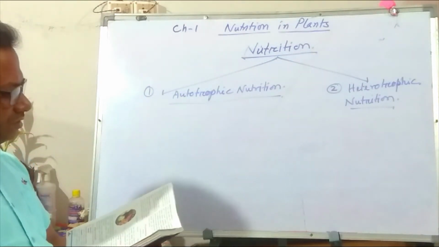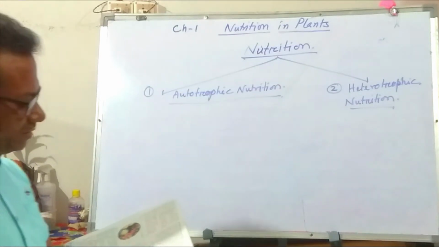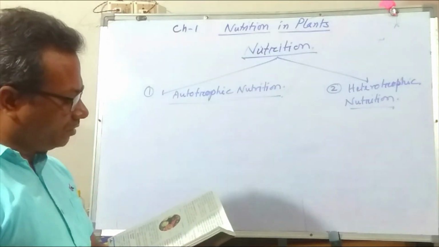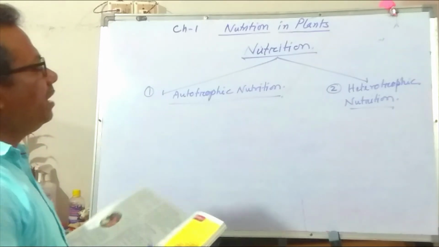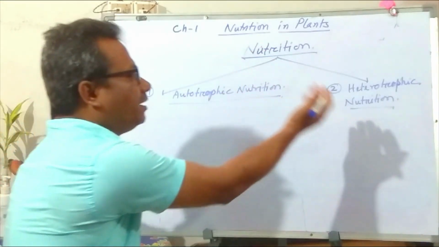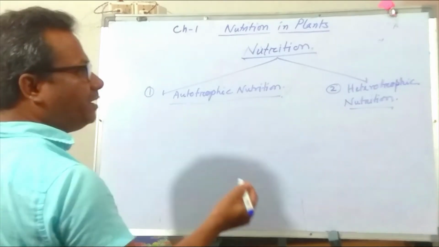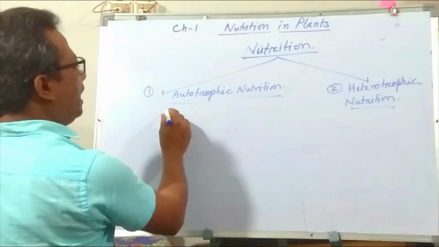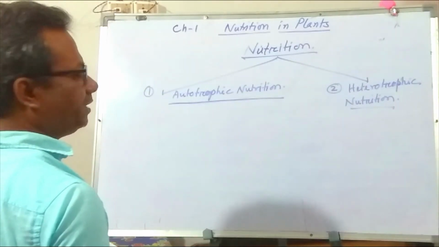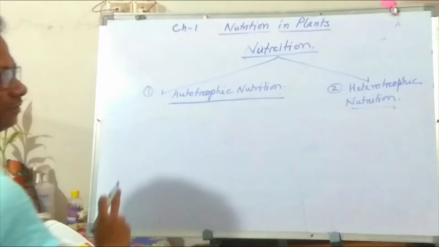Green plants can produce their food by themselves, whereas animals depend upon plants and other animals for their food. There are two types of nutrition: autotrophic nutrition and heterotrophic nutrition. I already told that nutrition is of two kinds. Green plants can prepare their food by themselves, and this is called autotrophic nutrition, and green plants are therefore called autotrophs.